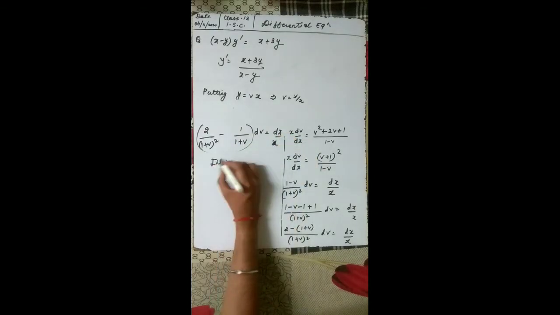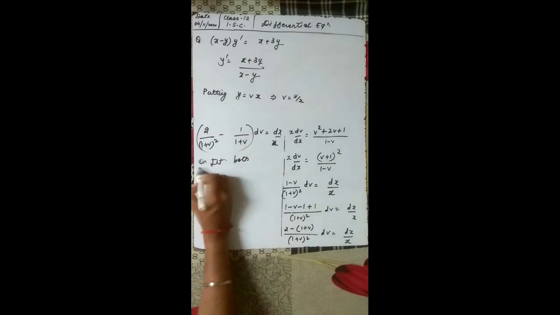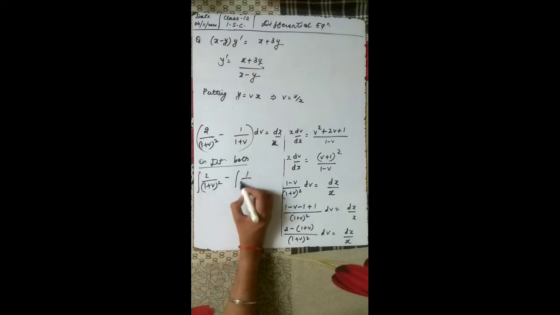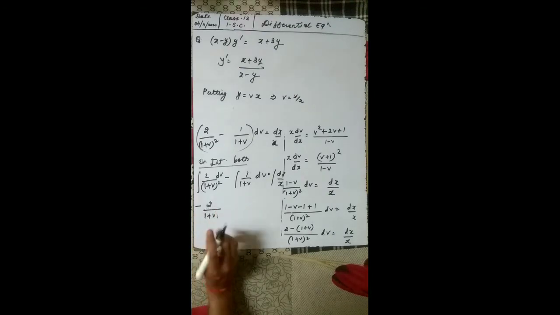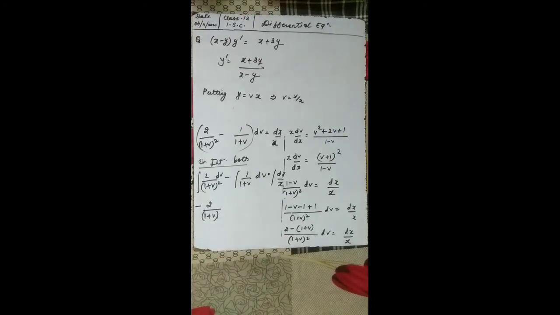Now integrate both sides. On integrating both the sides, the integration of 2 upon 1 plus v square minus 1 upon 1 plus v dv equals dx upon x. Here the integration of this, 1 plus v the whole square will go up, it will be 1 plus v to the power minus 2. So minus 2 plus 1 upon minus 2 plus 1. So finally we'll get minus of 2 upon 1 plus v, isn't it? Because minus 2 plus 1 will give you minus of 1, so it will again go in the denominator, and this minus sign stays.